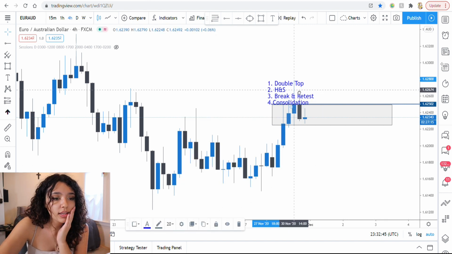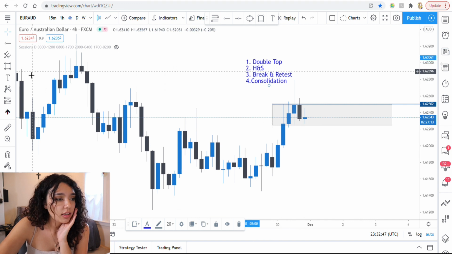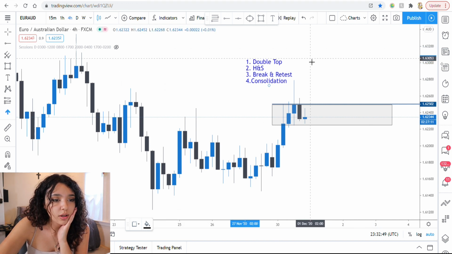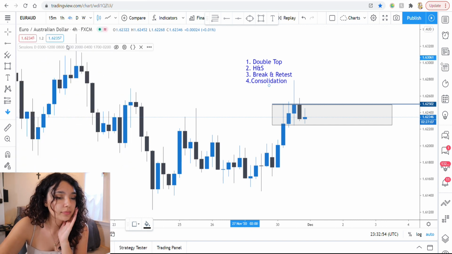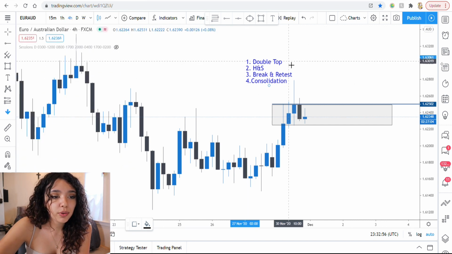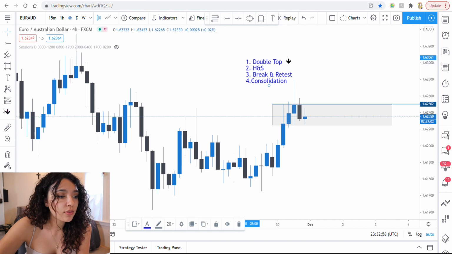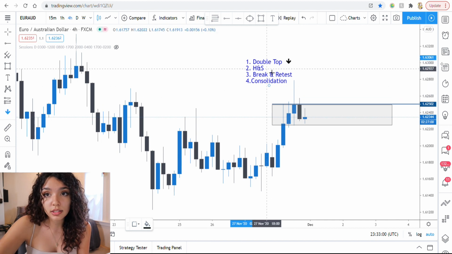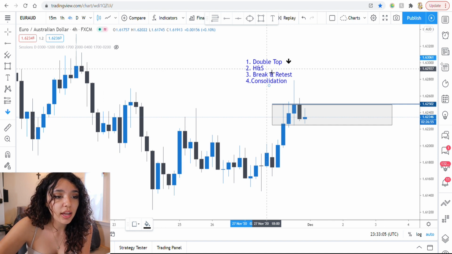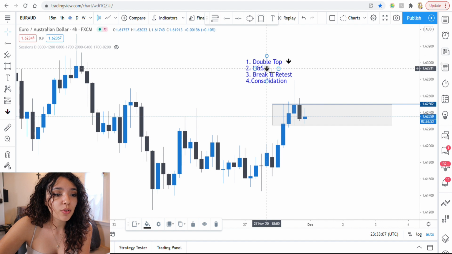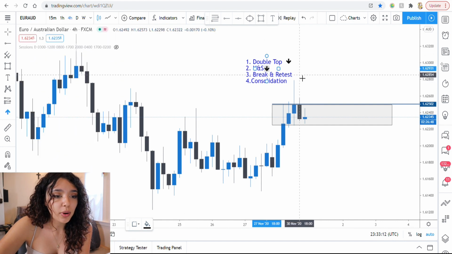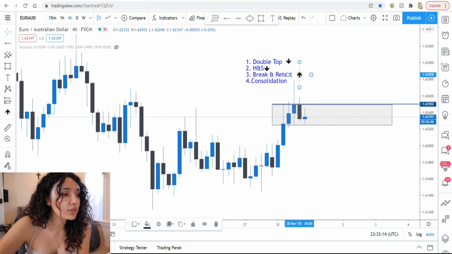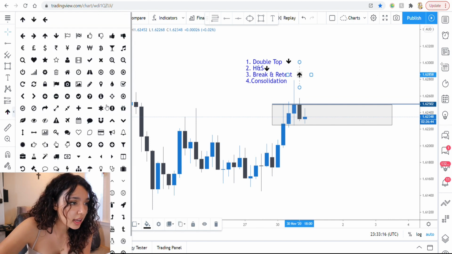So in this case, for a double top, we're looking for price to trade down. For a head and shoulders, in this situation, obviously if we were starting from the bottom, it'd be the exact opposite. But for a head and shoulders at a high, we're looking for price to trade down. For a break and retest, we're looking for price to trade up. And for consolidation, we are not trading at all.